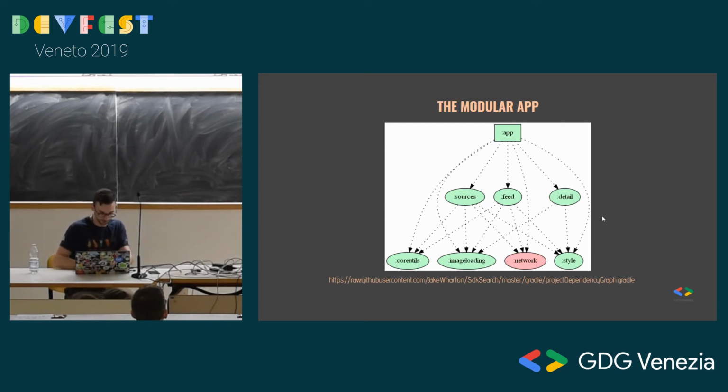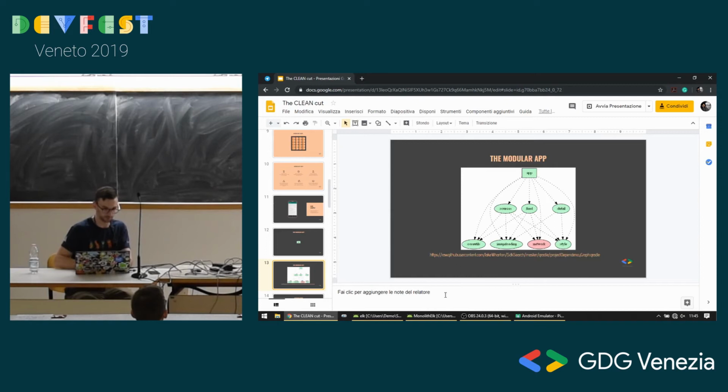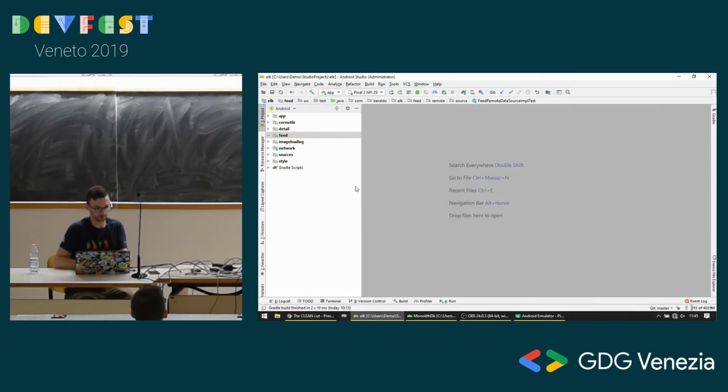So our final result would be something like this. Having an app module, a feed module, and a sources module, which by the way are going to do pretty much the same thing: an activity with a fragment and a view model. And another detail module, for instance, is a feature module.